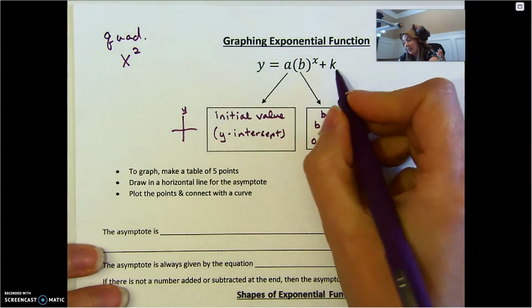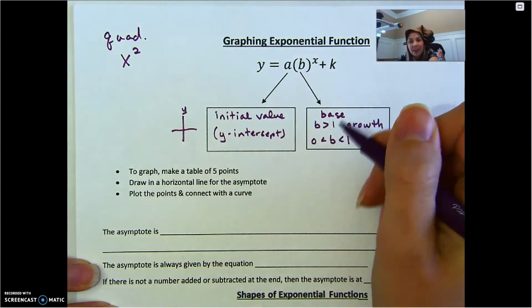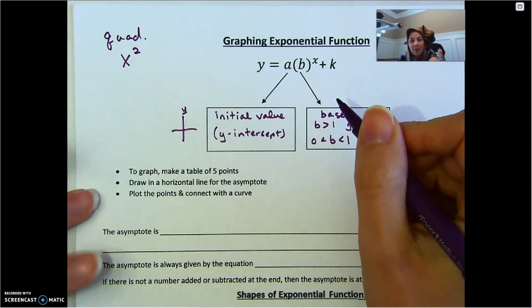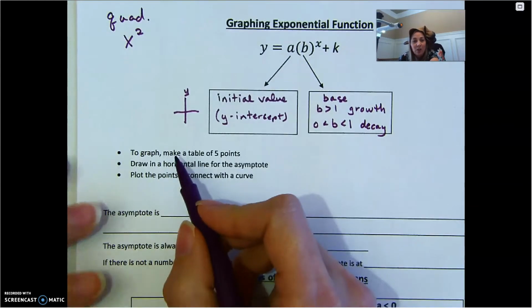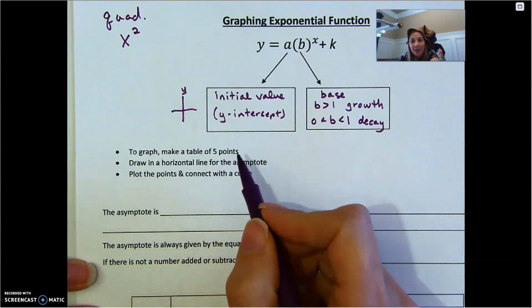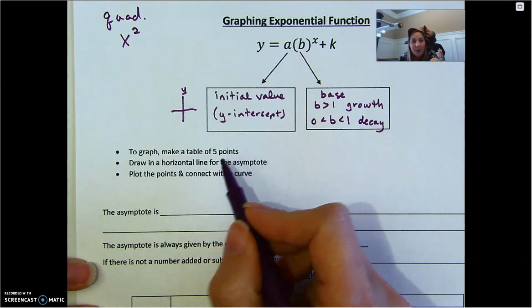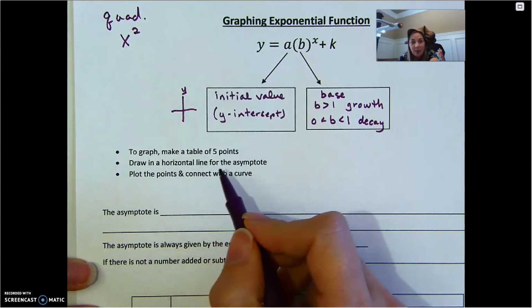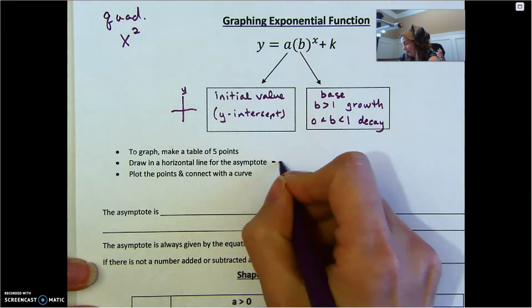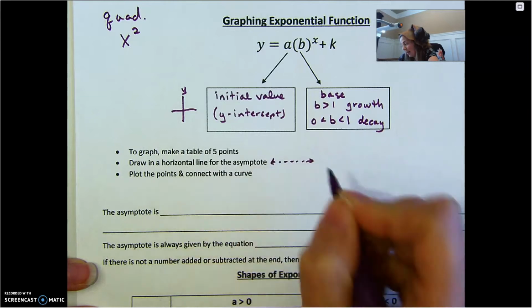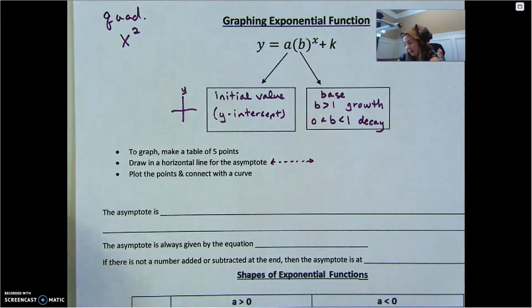This K right here, this is going to be important for later. It's going to let us know the asymptote, so we'll come down to that in a minute. When we start graphing, we're going to use our table of values on our calculators to get 5 points. We're going to draw in the horizontal line for that asymptote. All right, horizontal means flat. Then we're going to pull out the points and connect it with a curve.